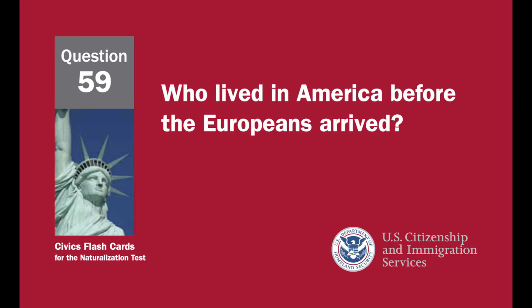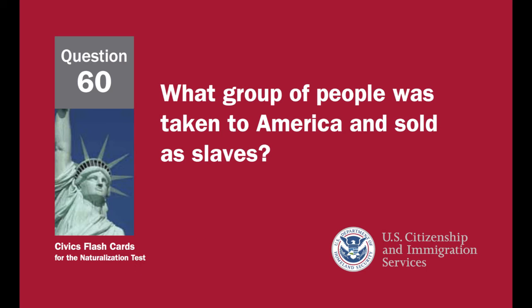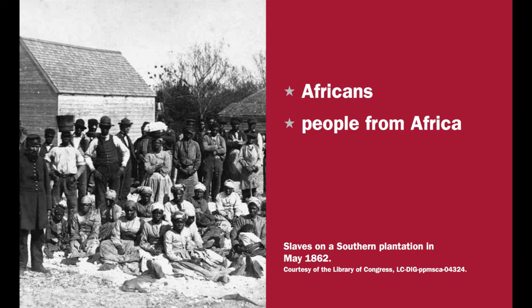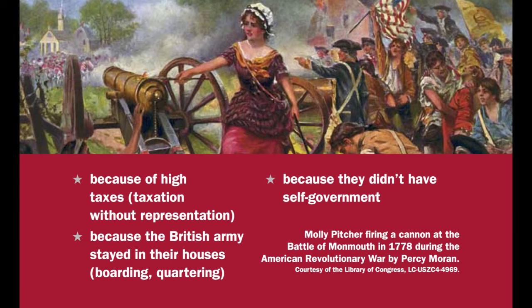Who lived in America before the Europeans arrived? American Indians, Native Americans. What group of people was taken to America and sold as slaves? Africans, people from Africa. Why did the colonists fight the British? Because of high taxes, taxation without representation. Because the British army stayed in their houses, boarding, quartering, because they didn't have self-government.